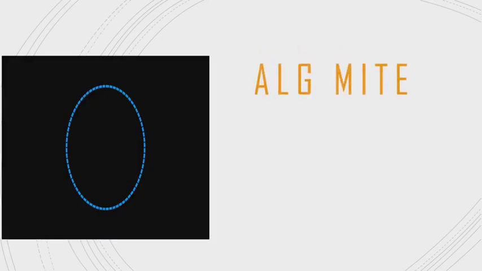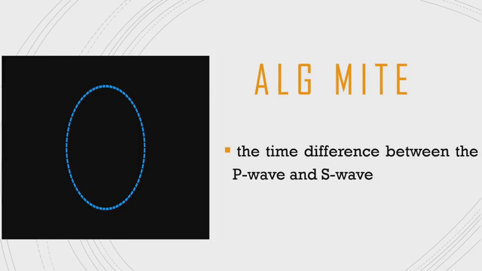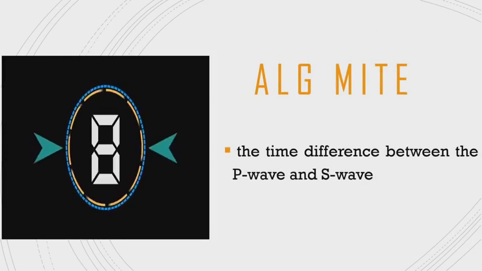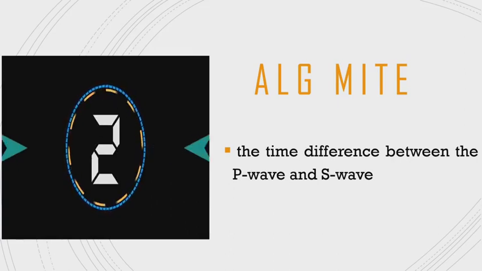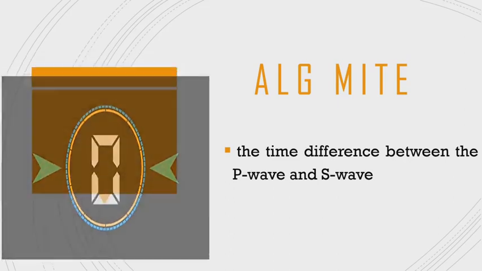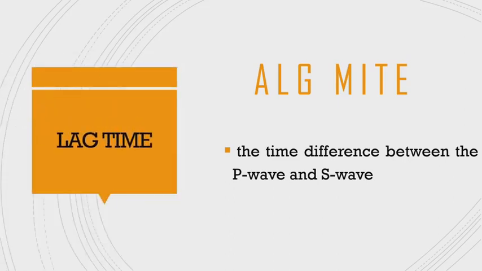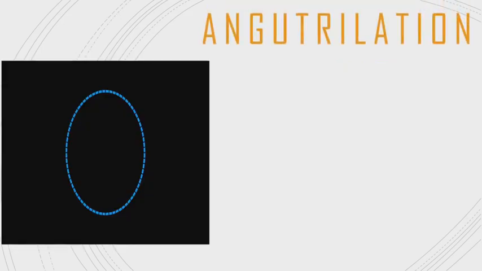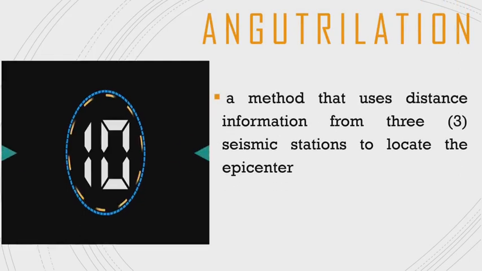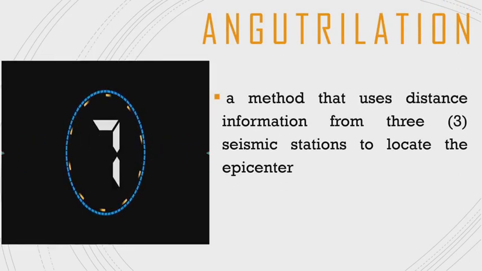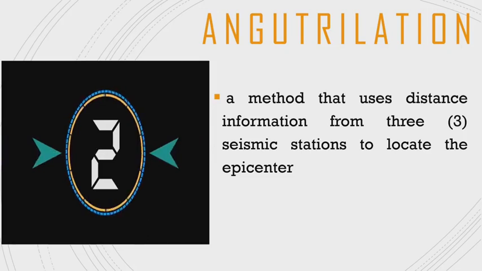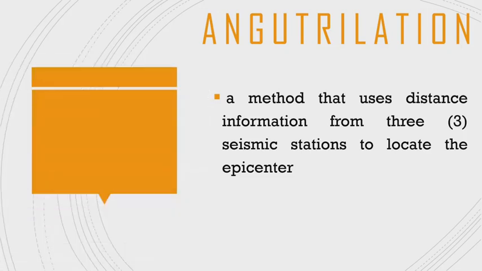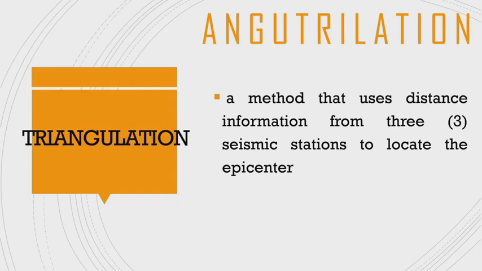Next word, Algmite, the time difference between the P wave and S wave. The answer is lag time. Last word, Triangulation, a method that uses distance information from 3 seismic stations to locate the epicenter. The answer is triangulation.